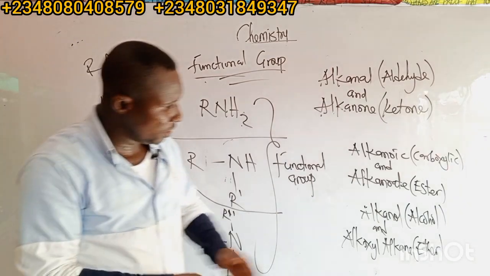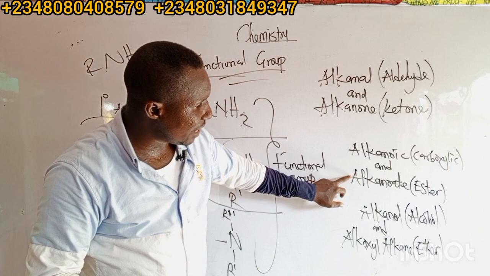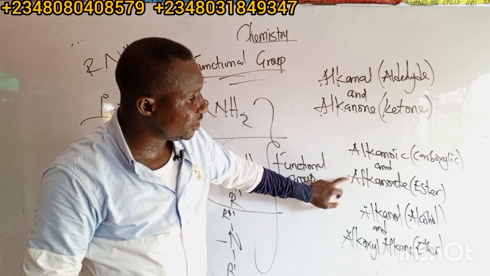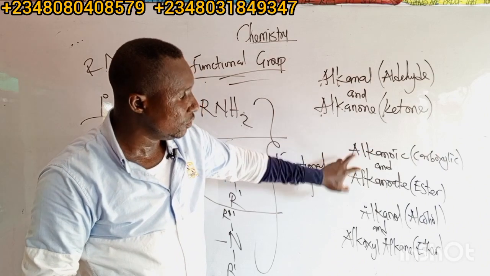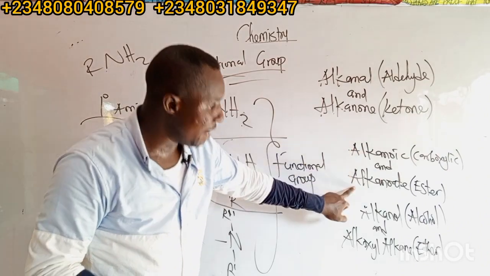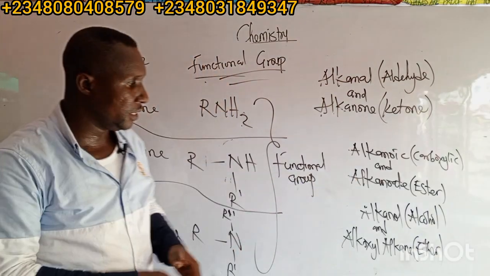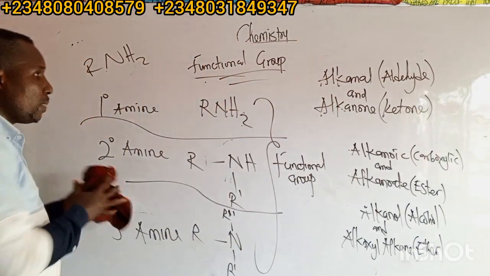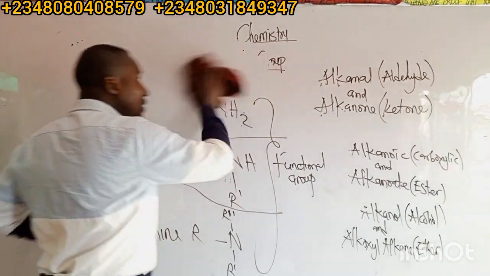For this one, we have ethanoic acid and methyl methanoate. Take note. Let's move. Let's go to the next type of isomerism.